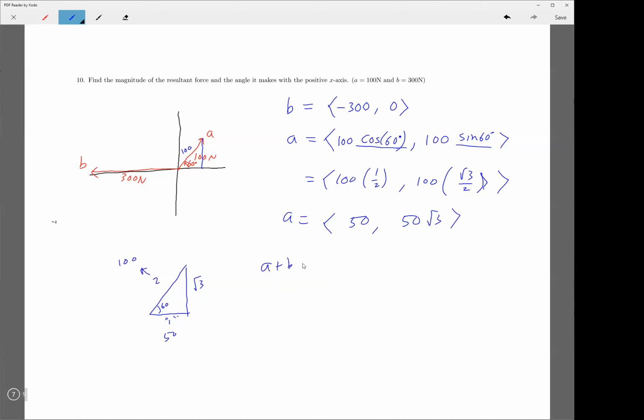Okay, and so A plus B, now we can add them together. 50 and the minus 300 gives you negative 250. And then 0 plus 50√3 gives you 50√3. Okay, so that's the resultant force. Resultant means the sum of those two. We want the magnitude and the angle.